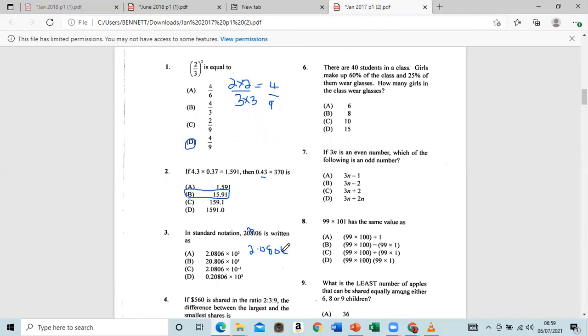2.08 times 10 to some power, right? The number of places we moved, which is 2. And it will remain this because when we multiply 2.08 times 10 to the second power, we get back 208. So this would be our answer, 2.08 times 10 squared. So that's A.